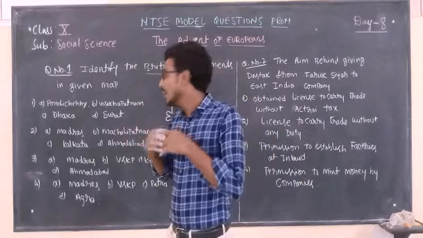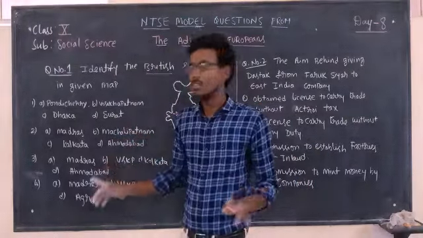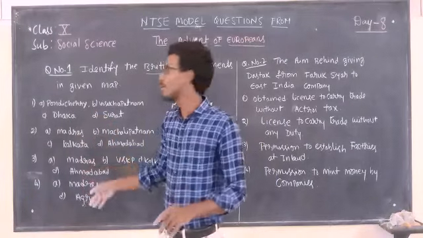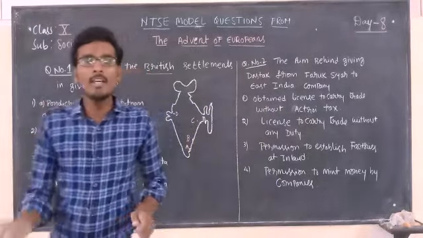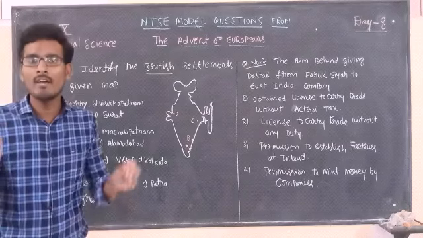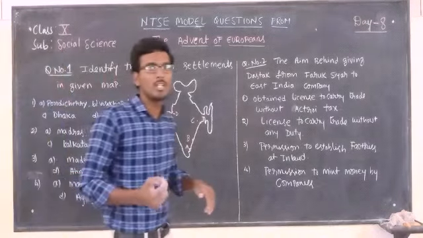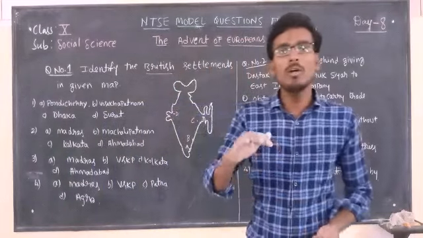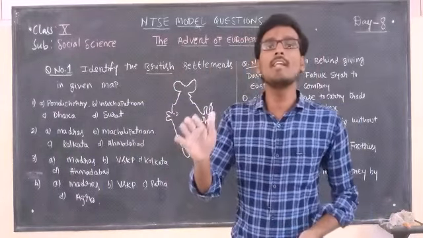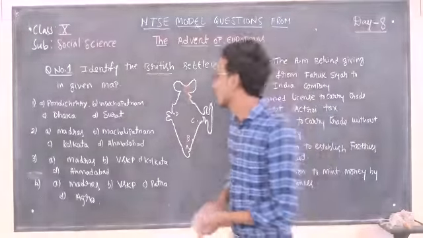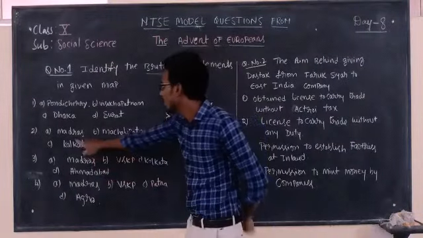So leave the remaining options. The first one is wrong here. Why? Because Pondicherry was an important trade center of the French. So whenever you are answering those types of questions, you have to use the technique of elimination of the options.